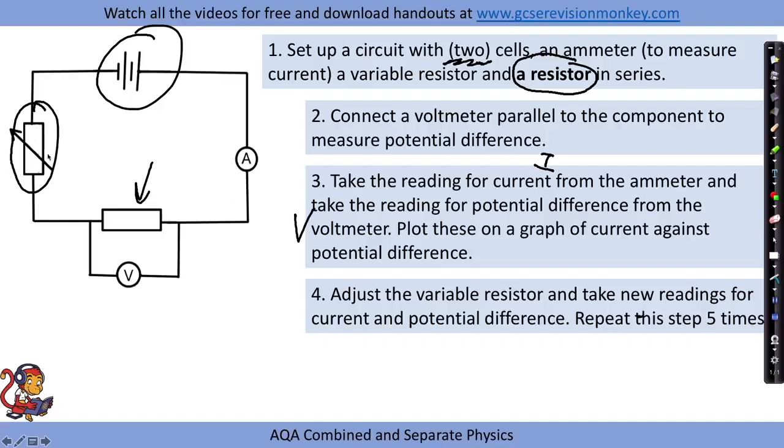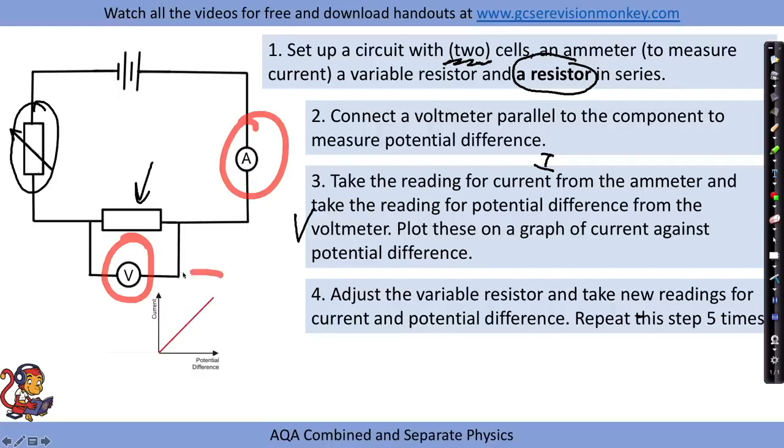So if we adjust this 5 times, it will give us 5 sets of readings from the ammeter, which is the current, and 5 sets of readings from the voltmeter, which is potential difference. If we didn't have that, we'd just get 1 reading from each and we would be stuck. So this gives us a wide range of readings. Up to this point, we would have been able to draw this part of the graph, whereby we've taken readings for current and potential difference, and we've plotted them and drawn a line of best fit.